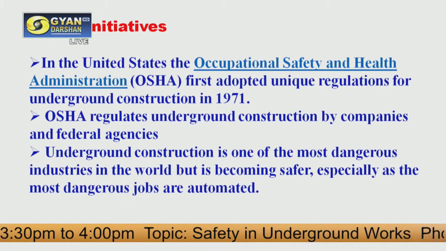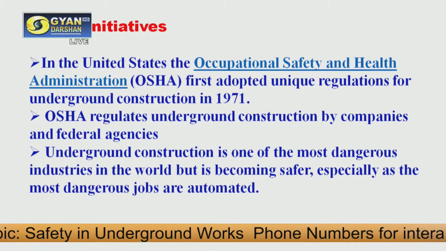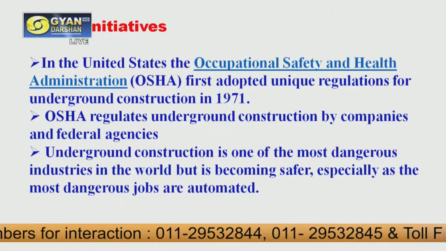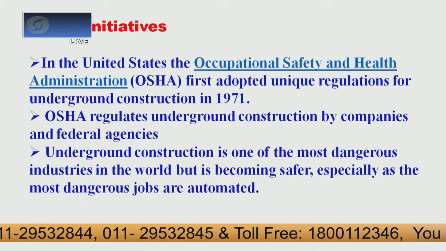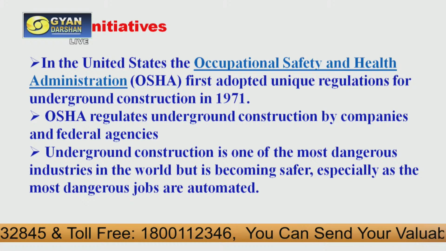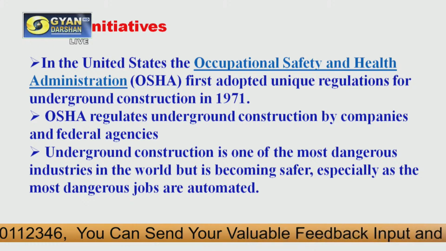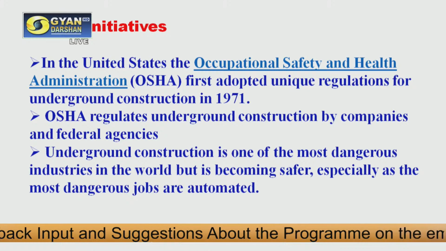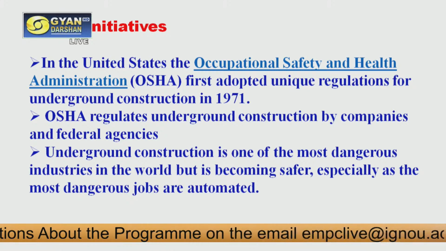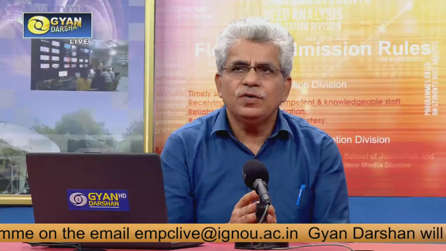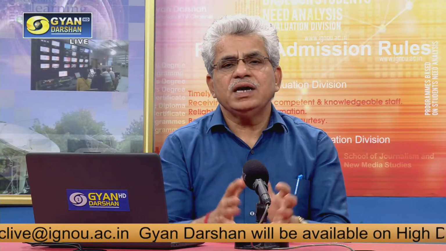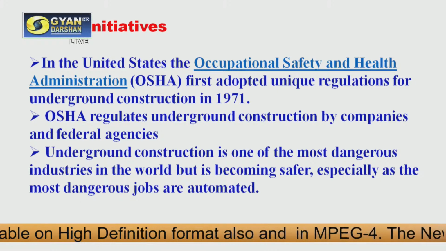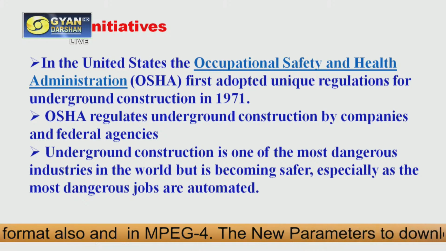Then what are the safety initiatives that have been taken? These safety measures started in the US, where the Occupational Safety and Health Administration, that is OSHA, first adopted unique regulations for underground construction in 1971. OSHA regulates underground construction by companies and federal agencies. Means both companies and federal agencies are working for the safety of the workers there. And OSHA has published guidelines on what should be followed in case of an accident, or how to avoid accidents, what measures we can take to avoid accidents.